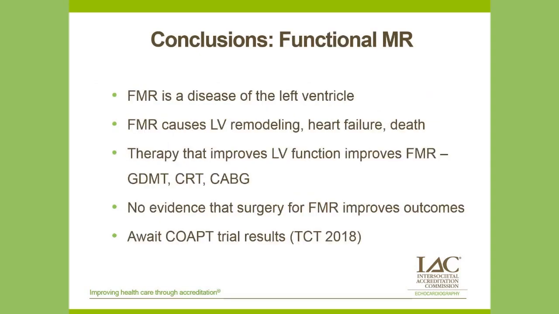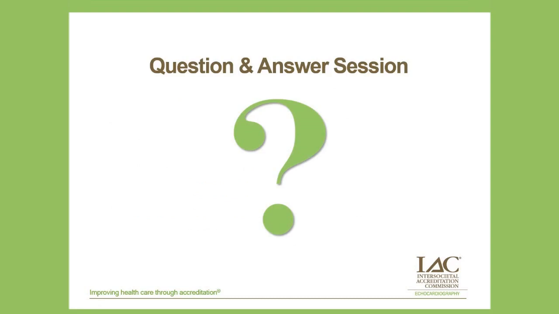Secondary MR, a different story. Functional or secondary MR is a disease of the left ventricle, not the mitral valve. It causes LV remodeling, heart failure, and death. And if the patient's LV improves, the MR improves. And that can happen with medical therapy, with CABG, with stents, or with CRT. But there's no evidence that surgery improves outcomes, and we're awaiting a big trial that may give us a clue as to whether MitraClip improves outcomes or not. And that's it for me. So we move to the question and answer session.